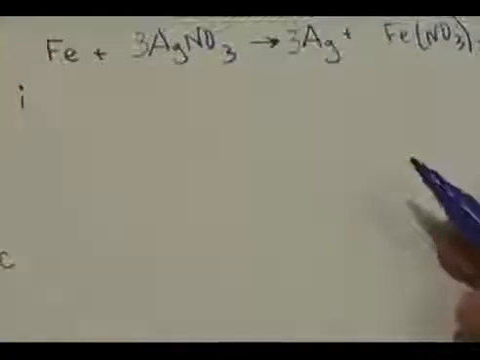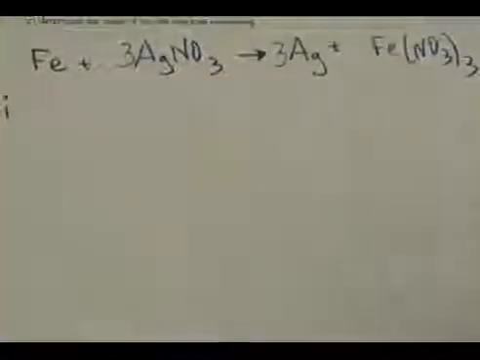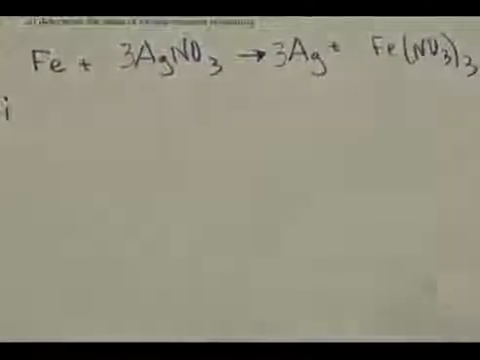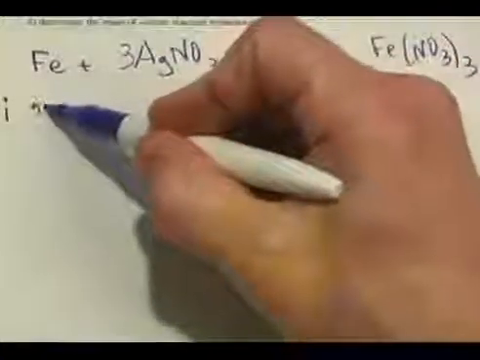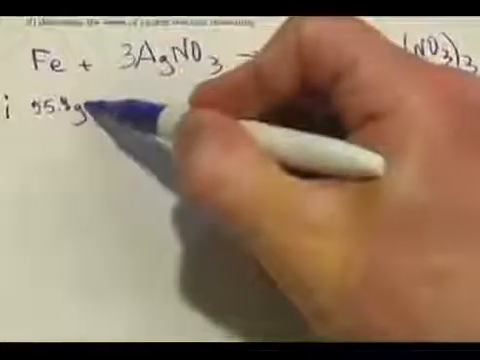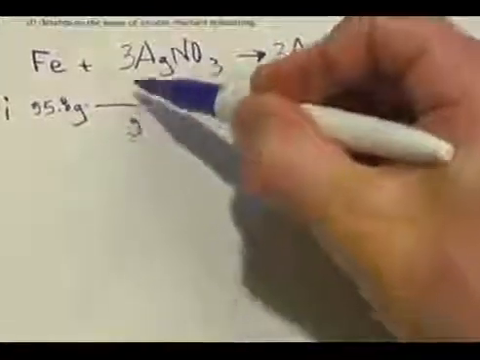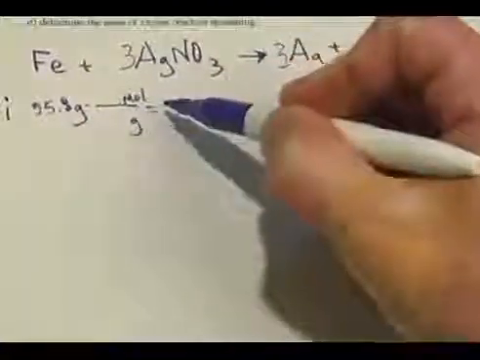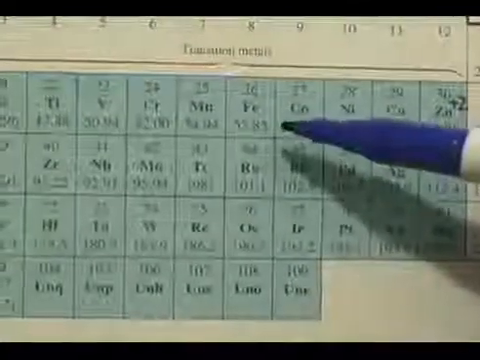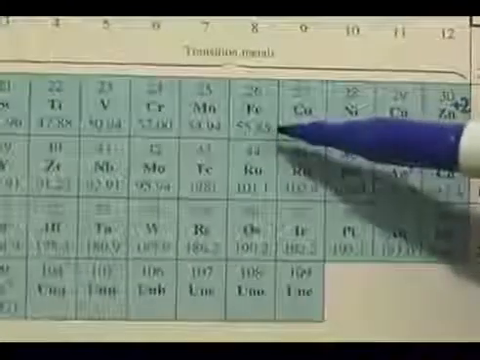I can get the I on there anyway. And before I can determine what the limiter is, I need to know the number of moles of the 2 reactants that I have. And it tells me that there are 55.8 grams of iron. Put grams in a position where it's going to cancel. Moles is my new set of units. And if I look on the periodic table, it turns out that iron has an atomic mass of 55.85.